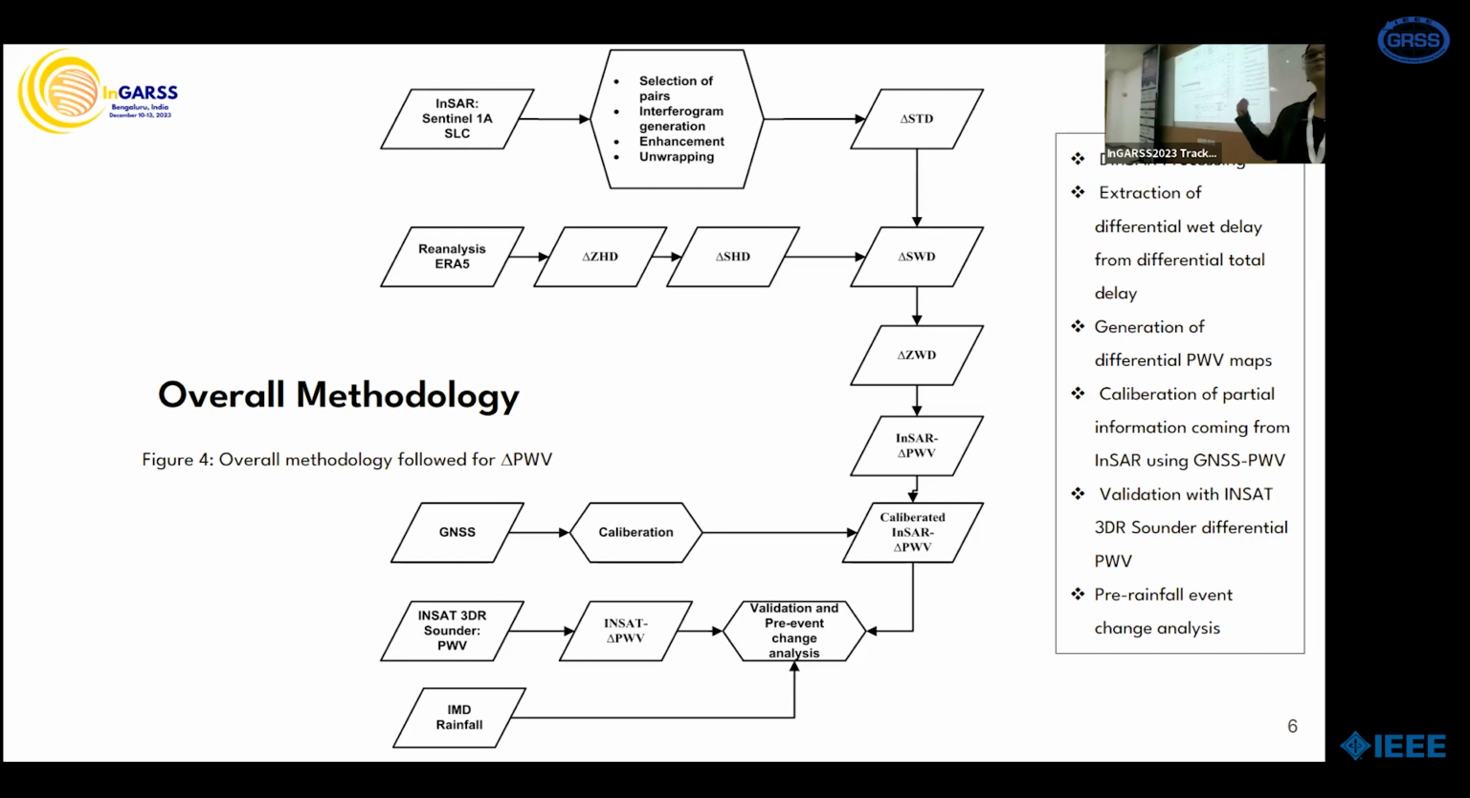I also do a pre-rainfall event validation and change analysis using Indian Meteorological Department (IMD) gridded rainfall data, to see what the PWV scenario was just before rainfall, as captured in the image one day before. PWV and rainfall are really correlated with each other. If rainfall is going to happen, PWV is going to give very high values. That kind of pattern we have also seen in our results.